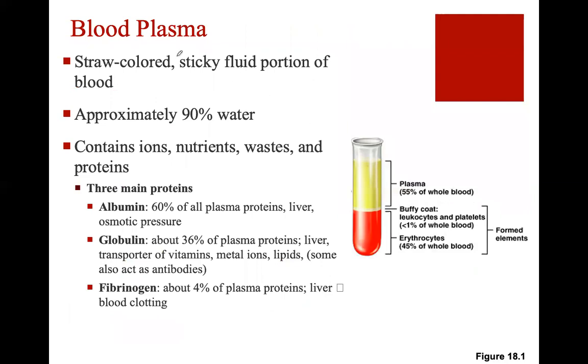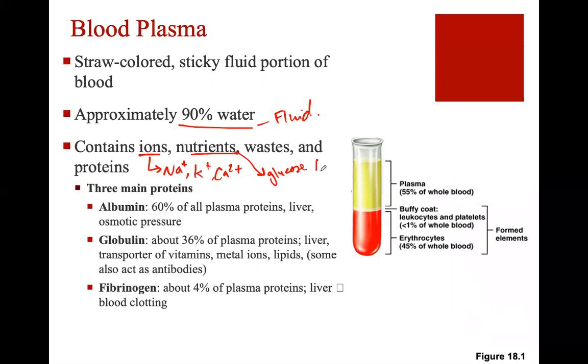So what is plasma made up of? Plasma is basically a sticky fluid portion of the blood. It has a tinge of yellow to it, is the best way to describe it. It is mostly made up of water, which is logical again, because that's what makes your blood fluid, right? And the remaining 10% contains ions. Examples of ions would be things like sodium, potassium, calcium, etc. Nutrients would be things like your glucose, amino acids, fats, and waste products could be things like urea or uric acid. Again, I'm just giving you some examples. It doesn't include everything. And then proteins.